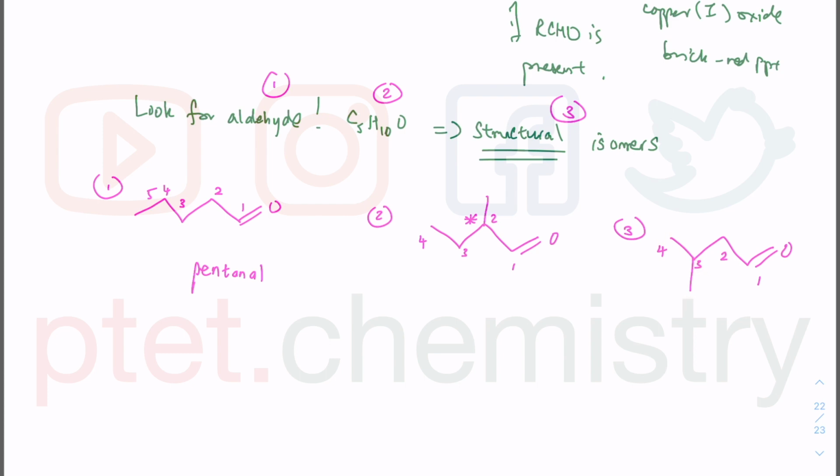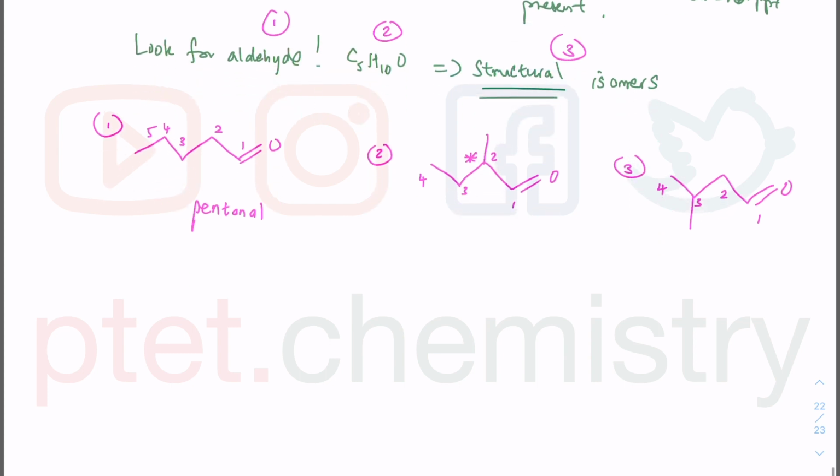I've got the 3 so far. Is there another one? Let me see. So there's the one with 4 carbon. I wonder if I have 3 carbons. So 1, 2, 3. So where can I put my 2 carbon?